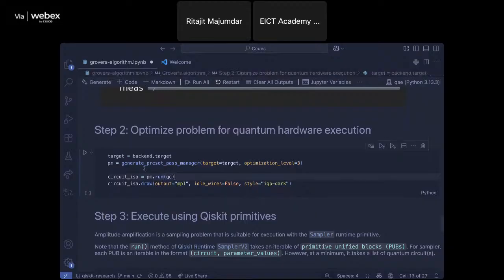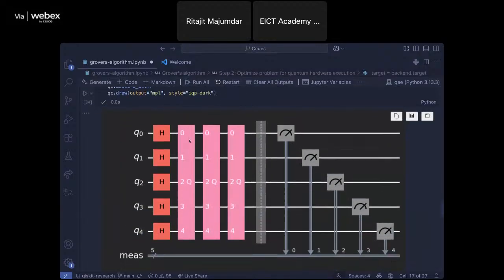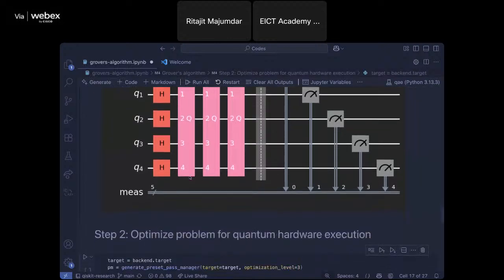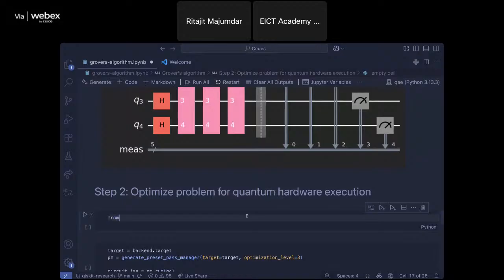So the next step I need to do is this: a quantum computer doesn't understand these gates. A quantum computer has some basis gate sets. We can actually draw the quantum computer here. So from Qiskit dot visualization board.